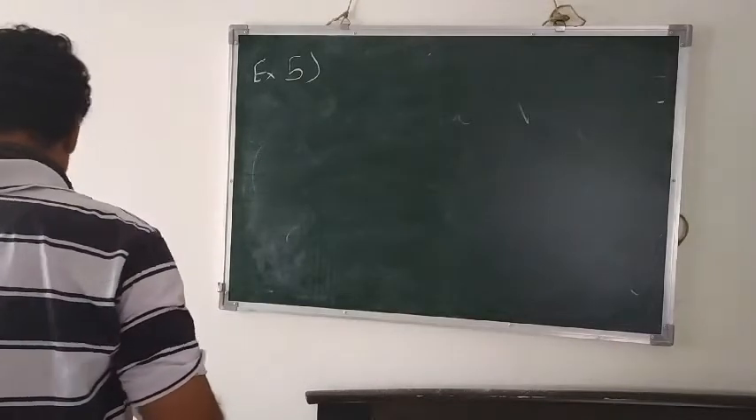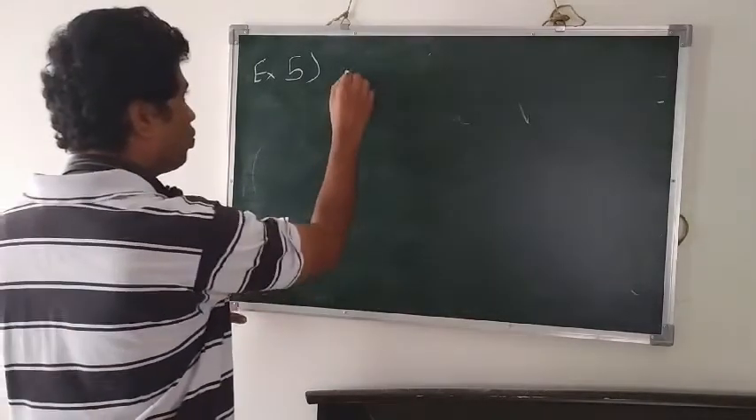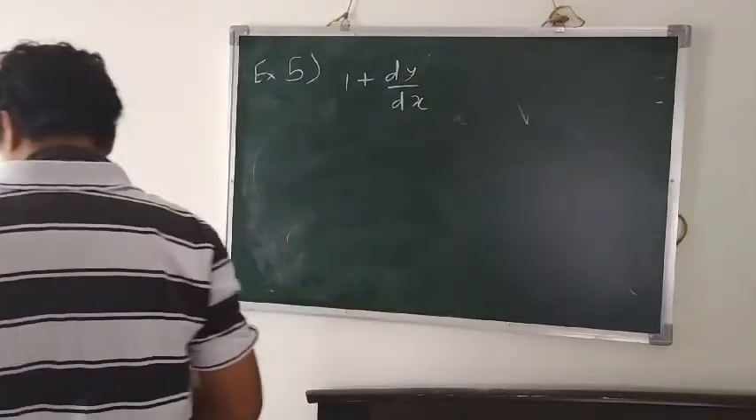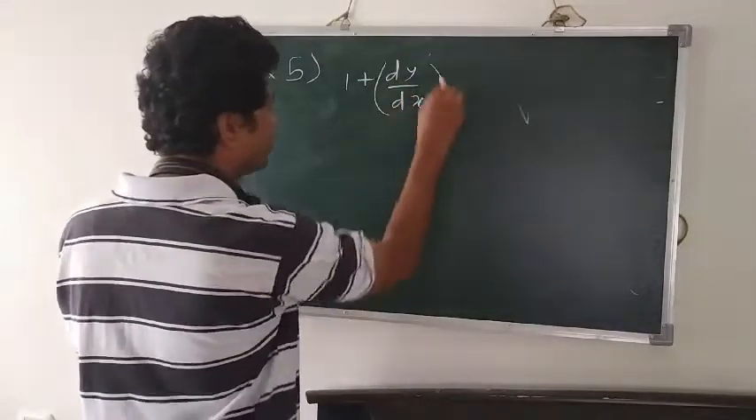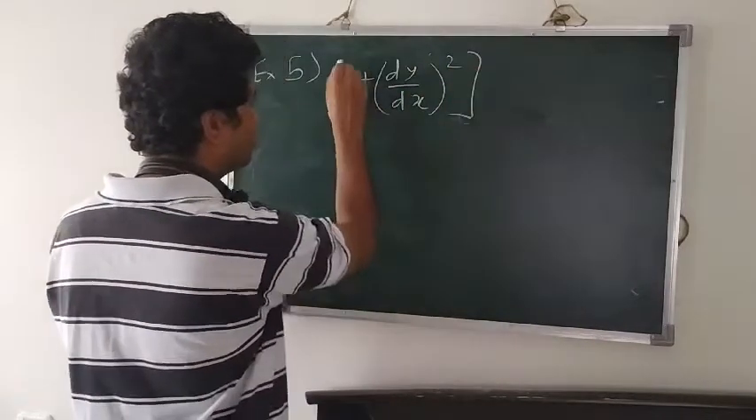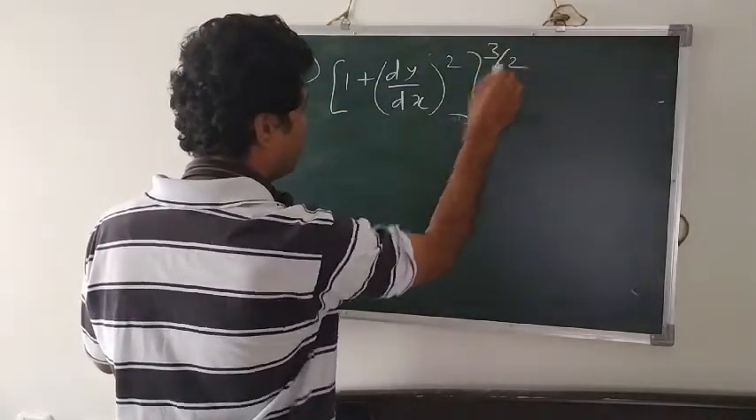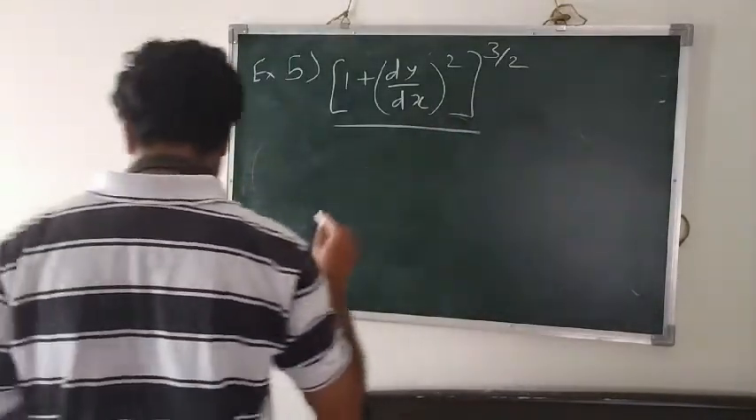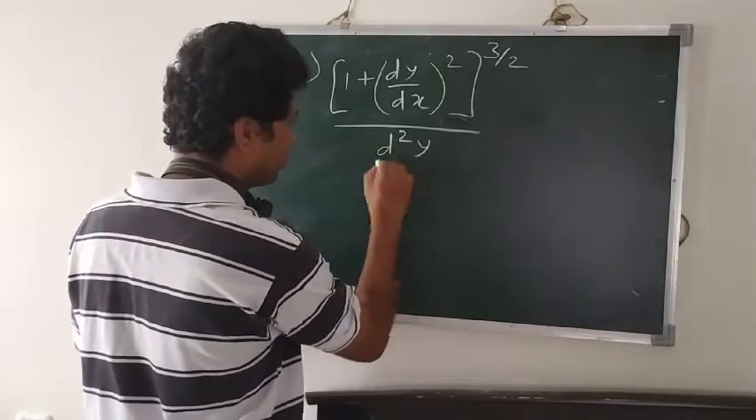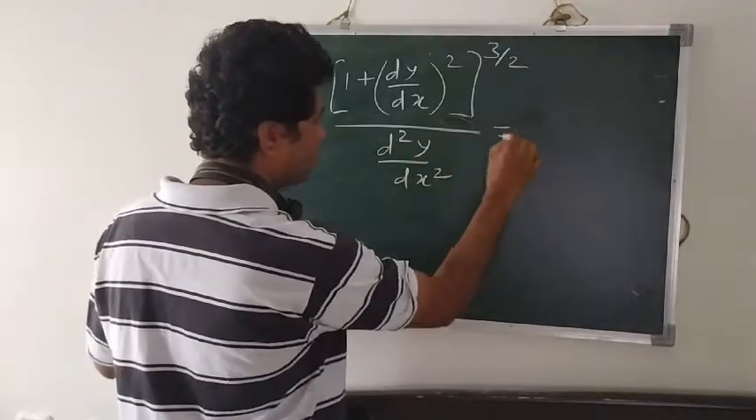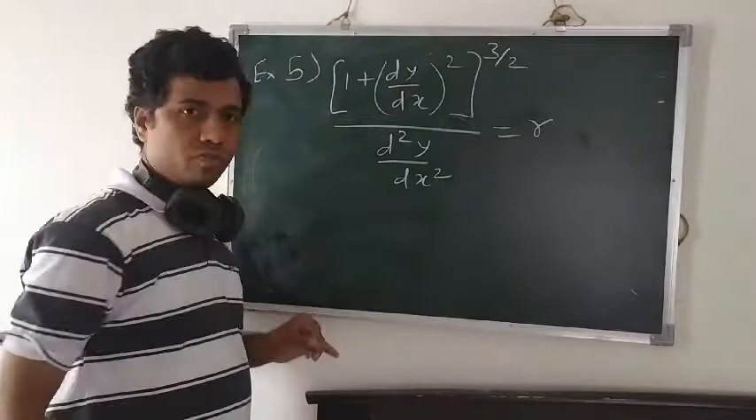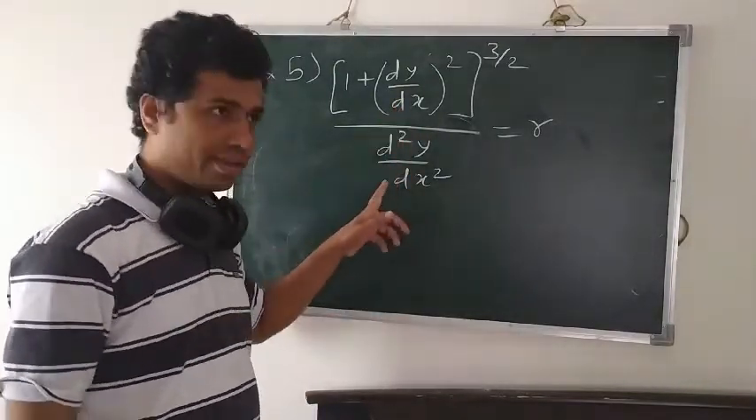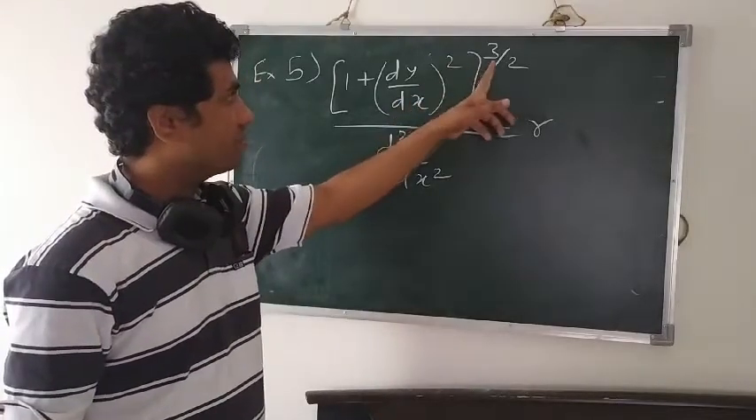Now consider (1 plus (dy by dx) square) bracket raised to 3 by 2, divided by d2y by dx square, is equal to r, where r is any constant. So here we have fractions and radicals.